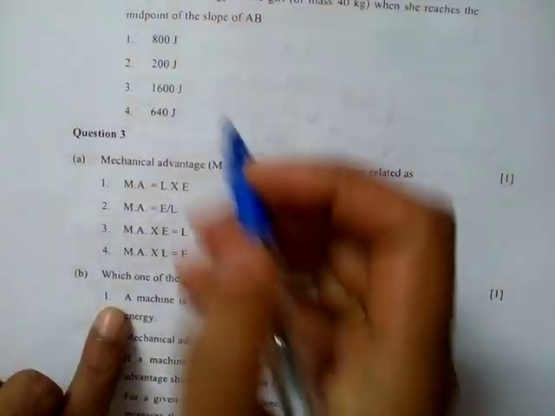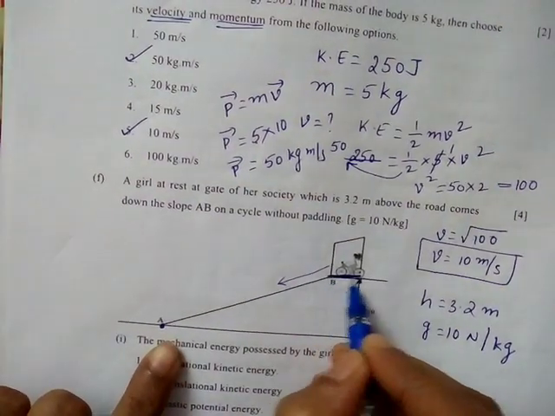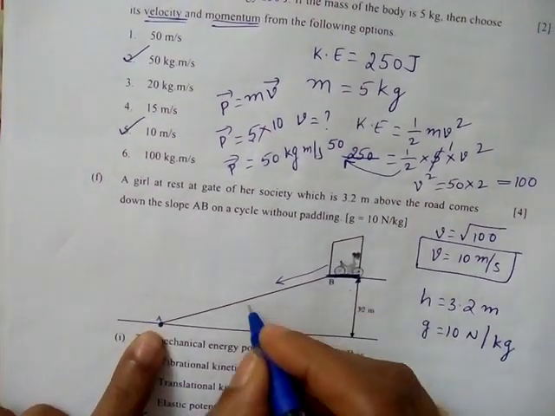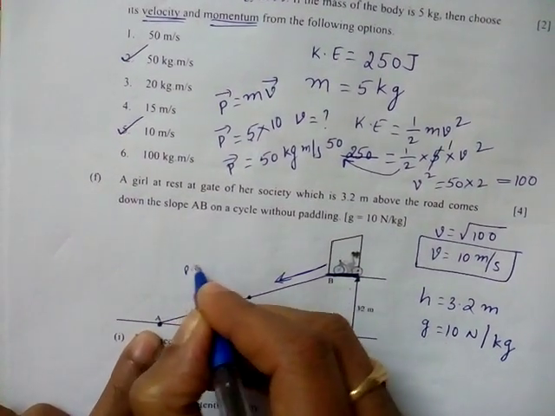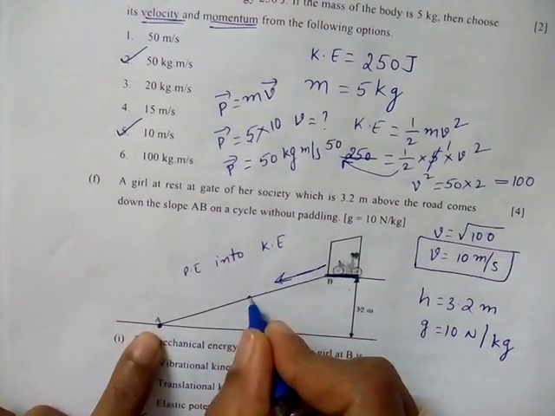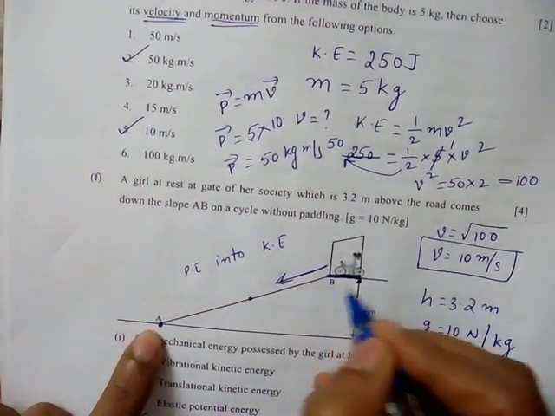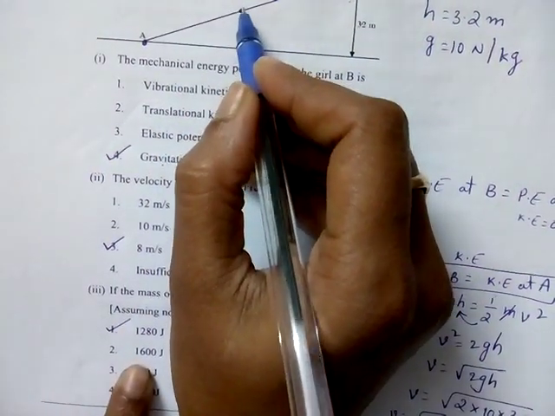Now the next question. The potential energy of the girl when she reaches midpoint of the slope AB. So midpoint. Now we have already learnt the energy she has at B will be equal to the energy she has at A. So from here potential energy is getting converted into kinetic energy. At half point she will have half potential energy and half kinetic energy. So whatever energy she has at point A, in that half she will have here.